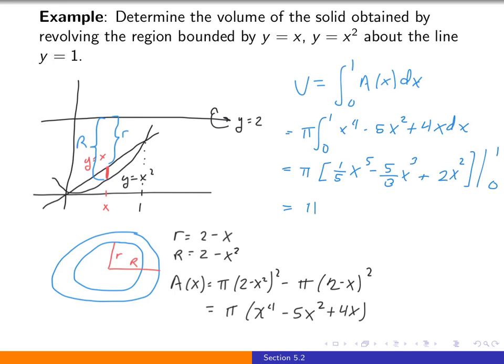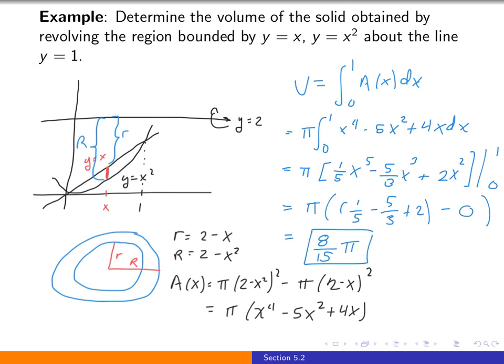When we plug in 1, we have 1/5 minus 5/3 plus 2. We subtract away what we get when we plug in 0, which is just 0. And this all ends up being, what, 1/5 minus 5/3 plus 2 is 8/15, all multiplied by pi.